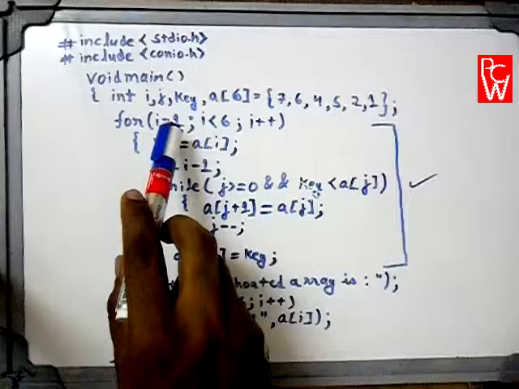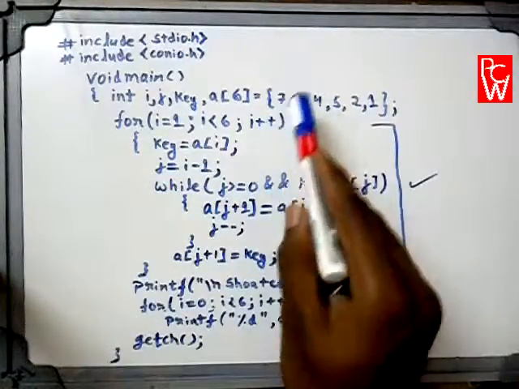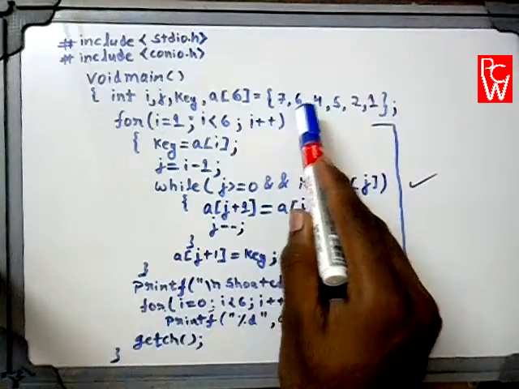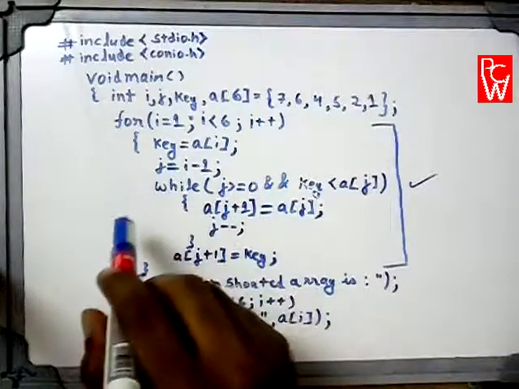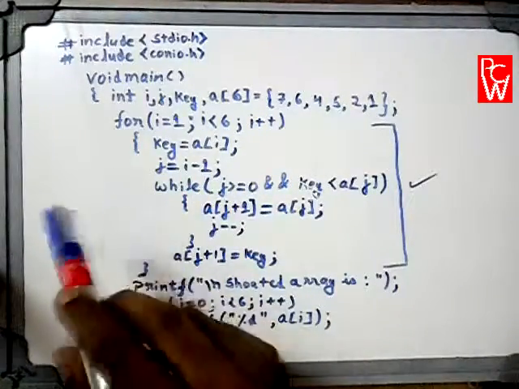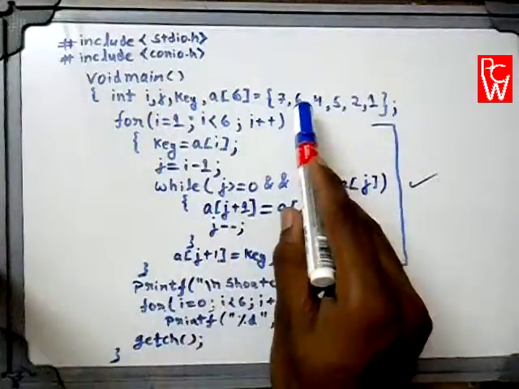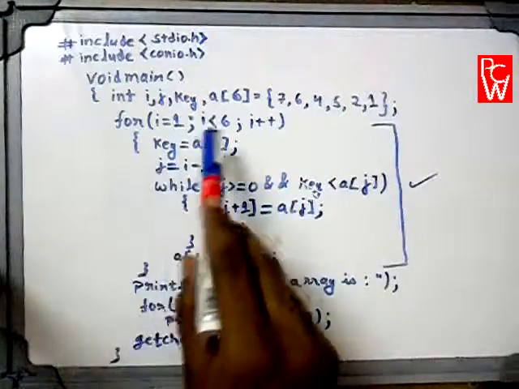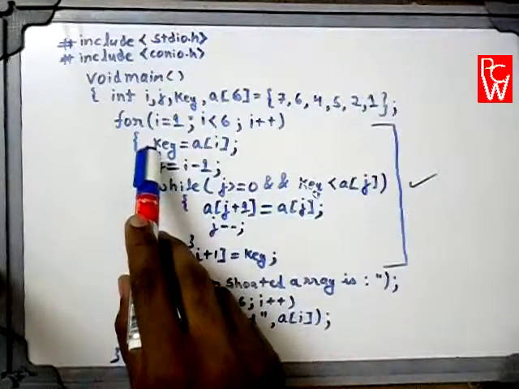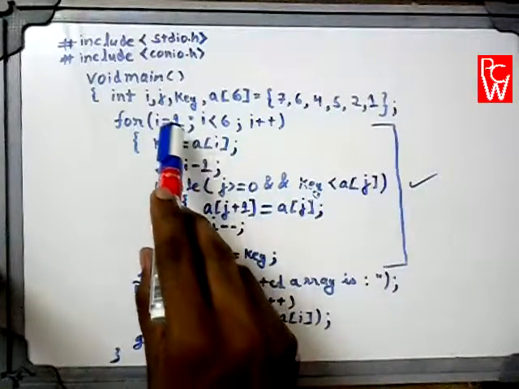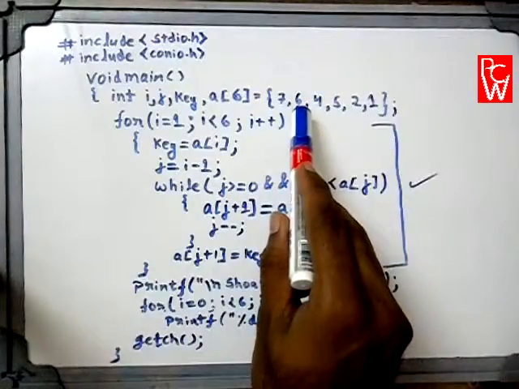Now I am starting this loop from position 1. In the array, 7 is at position 0, 6 is at position 1, and so on. I am not starting it from 0 since I have already stated that in case of insertion sort we start our loop from the second position. So I started it from 1, that is 6. Now it will continue the loop up to the last element. Here key element is a of i, that is a of 1, which is 6. So the first time our key element is 6.